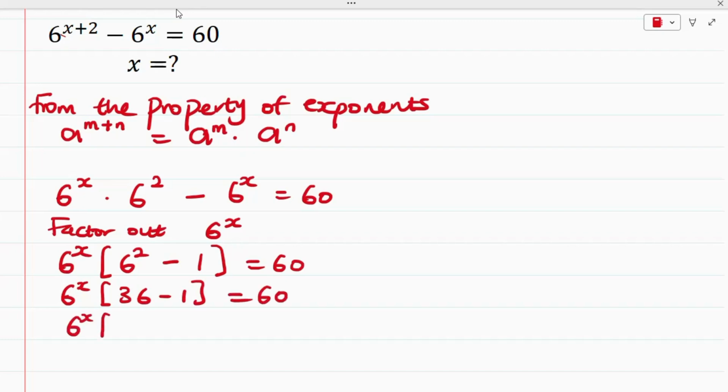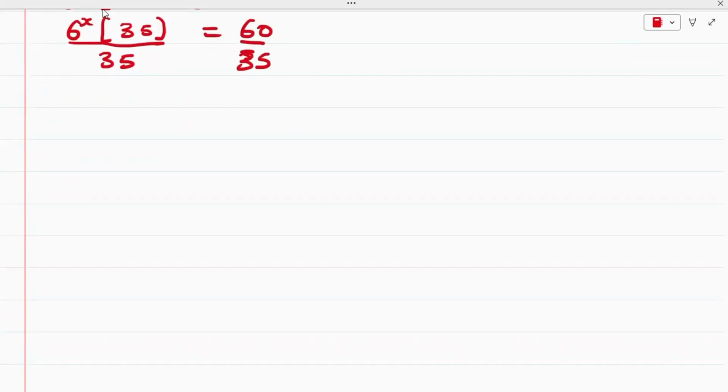6 raised to the power of x, 36 minus 1 is going to give us 35, which is equal to 60. So the next thing we want to do is to divide both sides by 35. If you divide by 35, this is going to cancel out this. So we have 6 raised to the power of x is equal to 60 over 35.